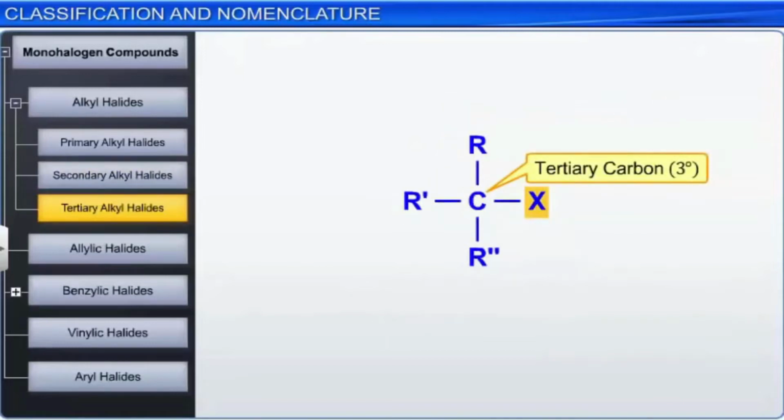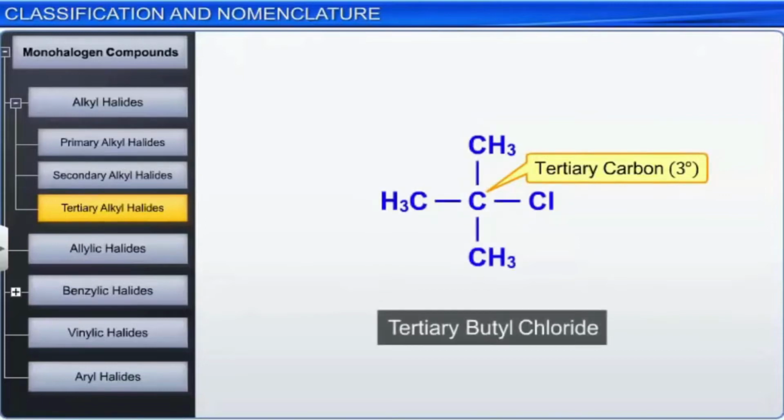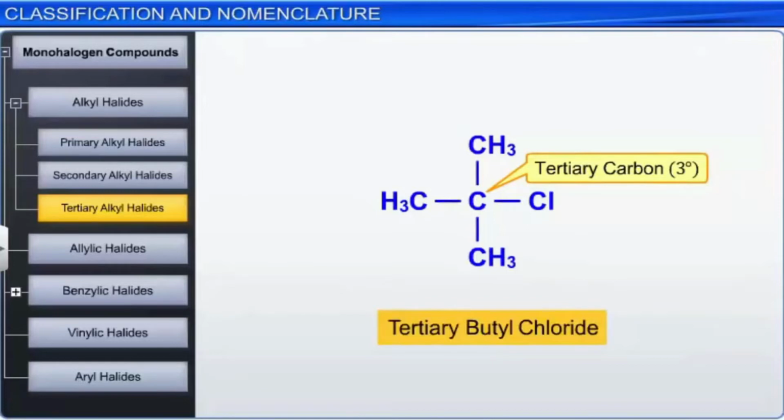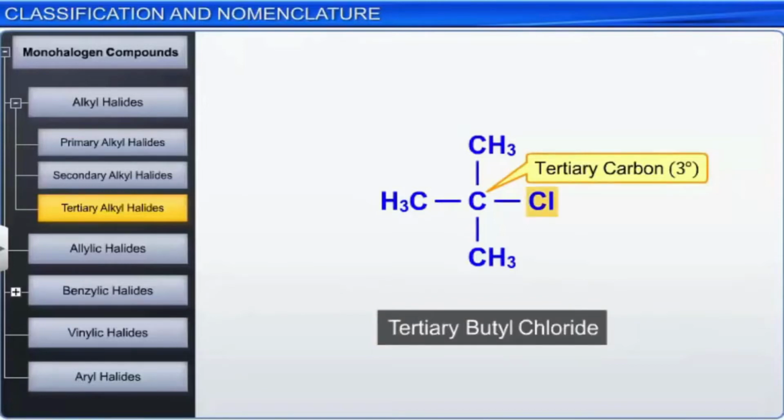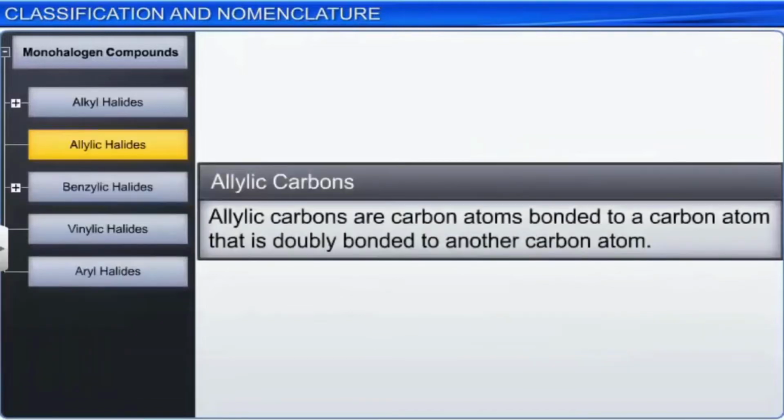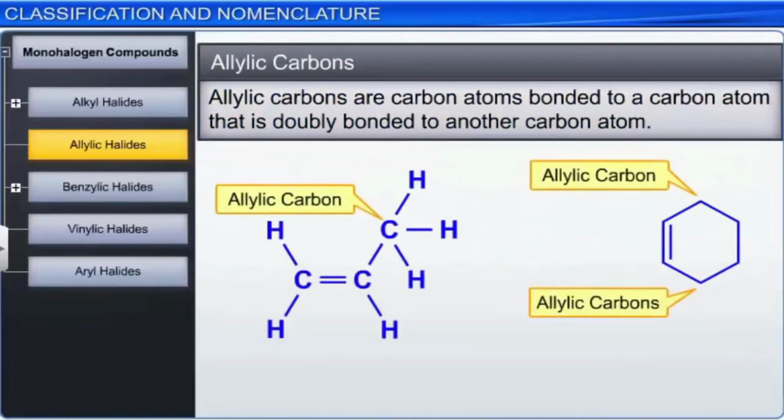You need to be able to recognize allylic carbons. Allylic carbons are carbon atoms bonded to a carbon atom that is doubly bonded to another carbon atom. As the illustrations here show, allylic carbons are one position away from a double bond. Allylic carbons are sp3 hybridized. Allylic haloalkanes have halogen atoms attached to allylic carbons.